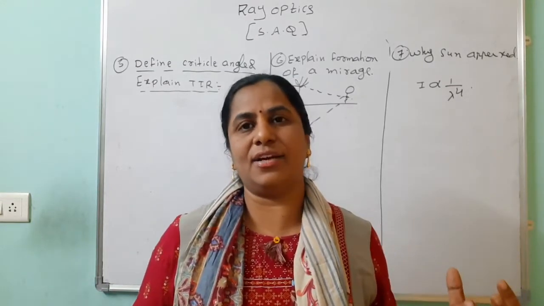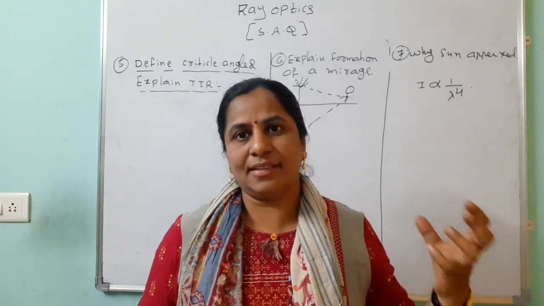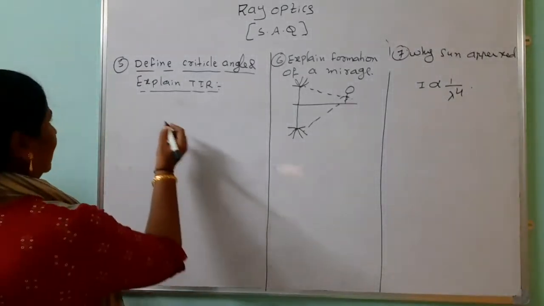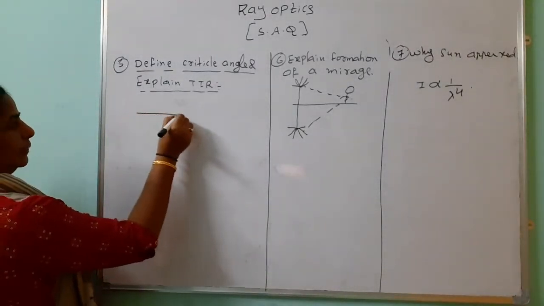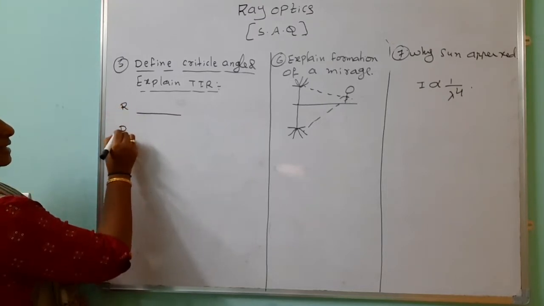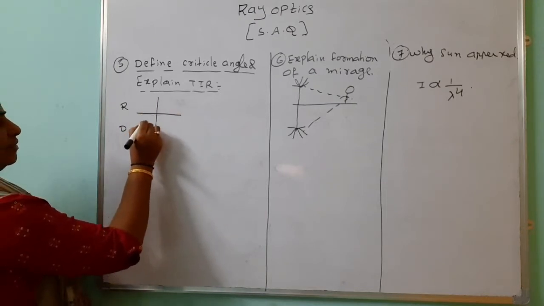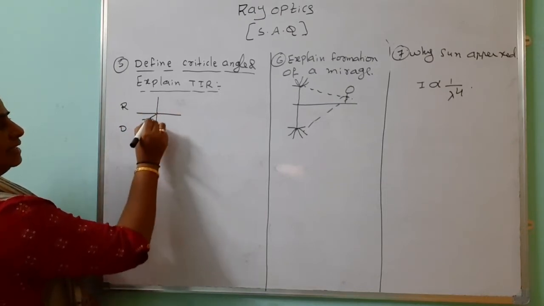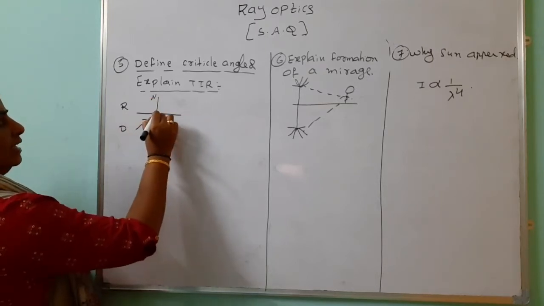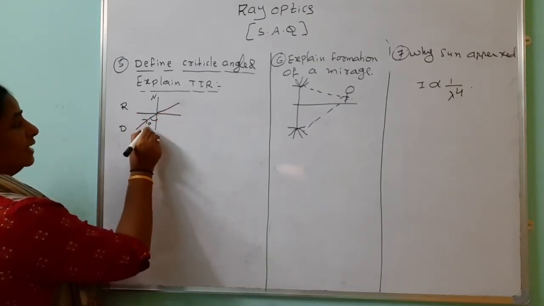For a particular angle of incidence, the angle of refraction is 90 degrees. That angle of incidence is called the critical angle. Look here, we are taking different diagrams. This is the surface separating the rarer medium and the denser medium, and this is the normal to the surface. When light comes from denser to rarer, this is the angle of incidence. Here light is bending like this. We can't call this angle of incidence the critical angle.